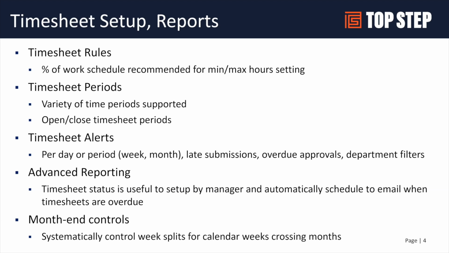So it'll systematically control week splits for calendar weeks that cross months. So last month, we had Monday and Tuesday fall into February. March kicked in on Wednesday, so we did a split week, and OpenAir automatically split the timesheets for the end users so that they didn't have to do so, and controls that. So that's really helpful for getting those hours in through the end of the month so they can be processed and sent through the billing process in a timely fashion.